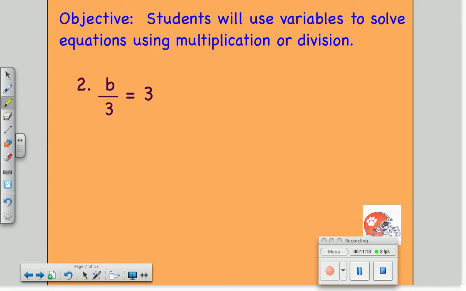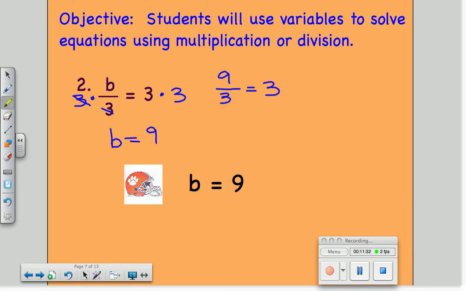If I multiply by 3 on this side, I must also multiply by 3 on this side. The 3's cancel. I have b by itself, and 3 times 3 is 9. So I'm saying that 9 divided by 3 is 3. Yes, that's correct, so I know I have it right. B is 9.